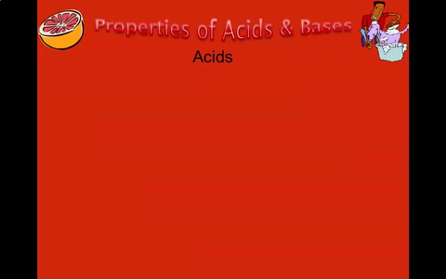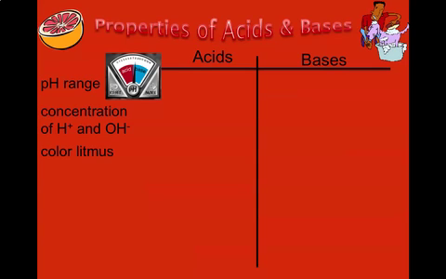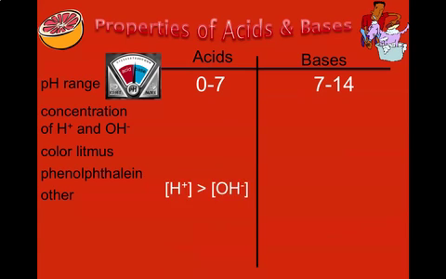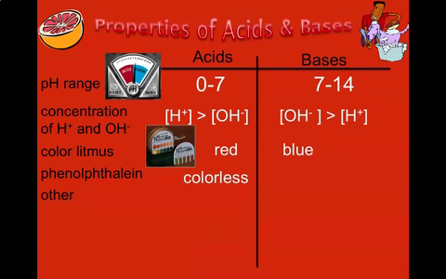Let's go through some of the basic properties of acids and bases. First of all, the pH range we talked about is 0 to 7 on acids. On bases, it's 7 to 14. The concentration of H and OH comparatively, on acids you're going to have more hydrogen. On bases you're going to have more hydroxide. The color of the litmus paper is going to be red on an acid and blue on a base. So this is an indicator. Phenolphthalein, which is another indicator, is going to be colorless on an acid and pink on a base.